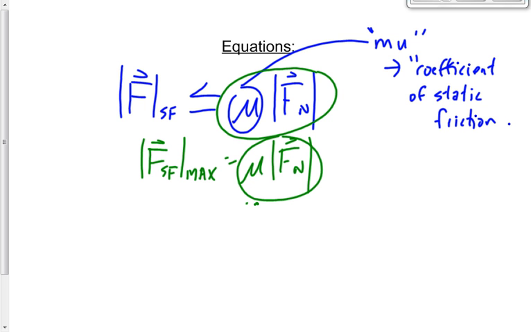Even though this is the one that appears on your data sheet, this is the form of it that you're going to end up using. F_s max is equal to mu times the normal force.